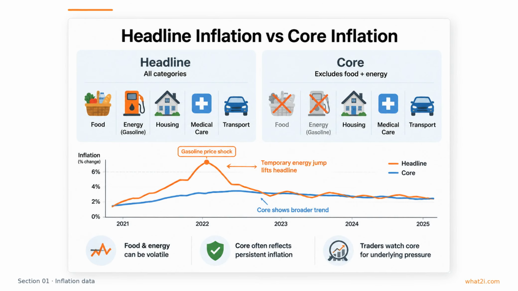Suppose headline CPI falls from 3.4% to 3.1% year over year, which on the surface sounds encouraging. But if core CPI prints 3.9% when the market expected 3.7%, traders may conclude that underlying inflation is still sticky.